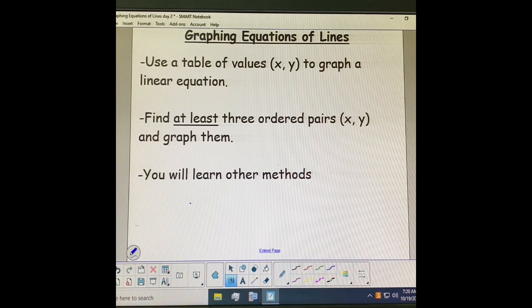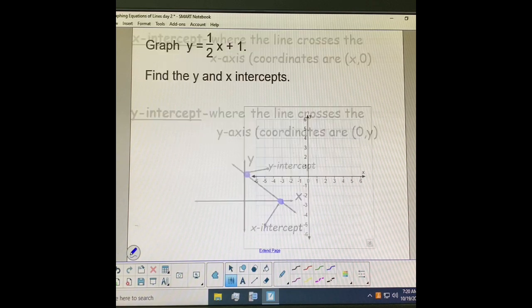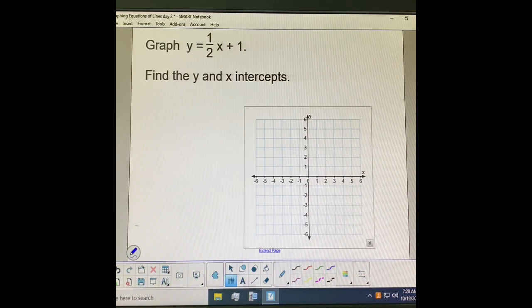Lesson 23, we're continuing graphing equations of a line. Today we're adding x-intercepts and y-intercepts. The y-intercept is when x equals 0, and the x-intercept is when y equals 0.